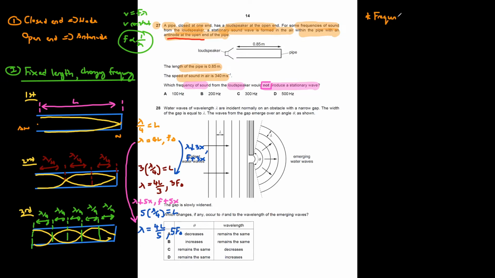Okay, so the frequencies at which stationary waves are formed will be this. You can see the patterns there. The frequencies for stationary waves would therefore be F0, 3F0, 5F0, 7F0, and so on and so forth. Okay, you'll have odd number multiples of your F0.